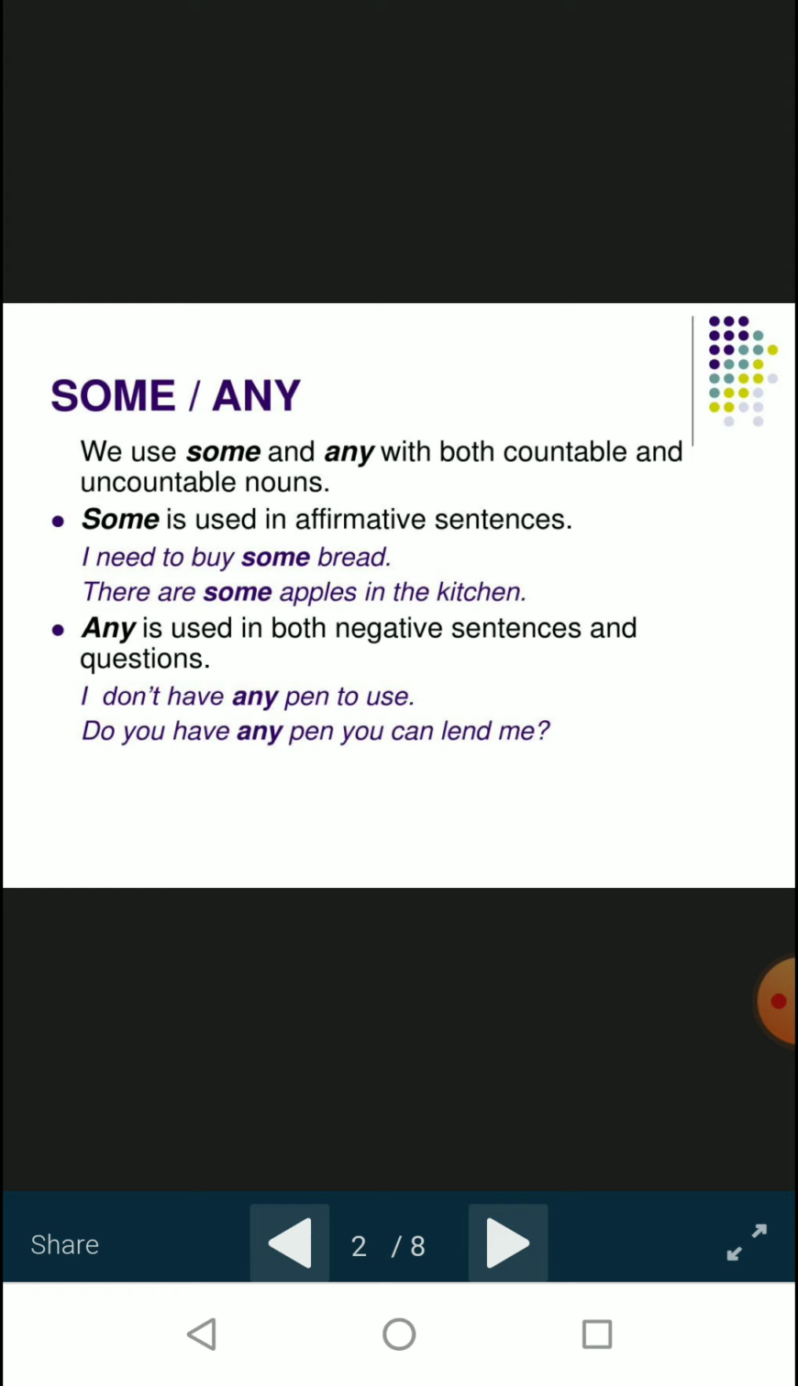Next, any is used in both negative sentences as well as in questions. So whenever your sentence is negative, always fill any there, and whenever you ask a question and something is not clear, right? So you have to use any there. For example, I do not have any pen to use. Do you have any pen you can lend me? So, do you have any pen when you're not sure whether the person is having or not, right? Whenever you pose a question, you use any.